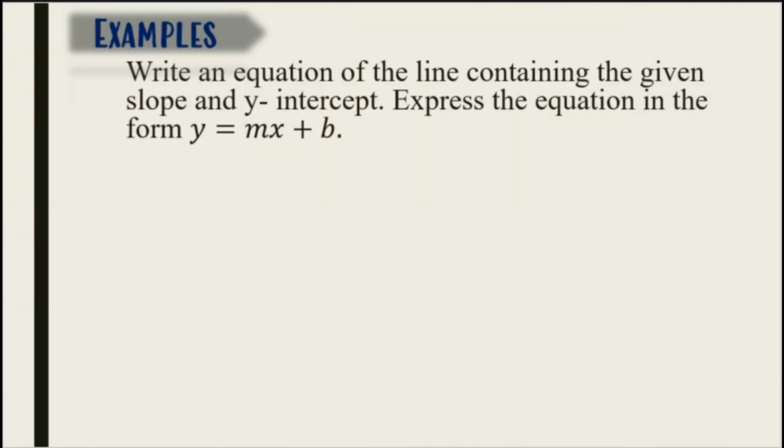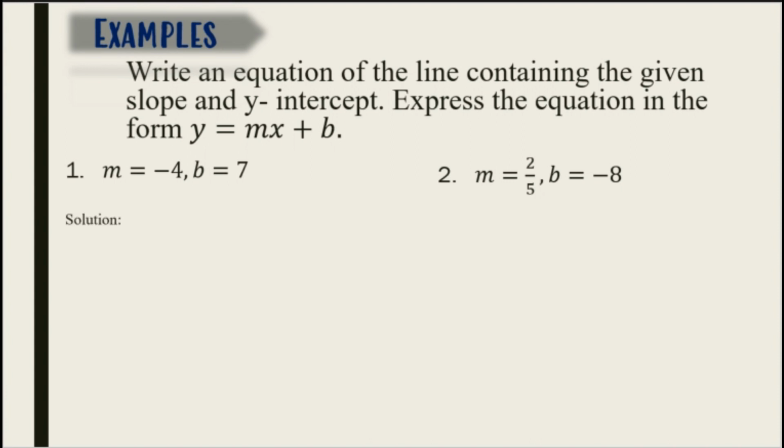write an equation of the line containing the given slope and y-intercept. Express the equation in the form y = mx + b. For number 1, the given is m = -4 and b = 7. For number 2, the given is m = 2/5 and b = -8. Let's try number 1.